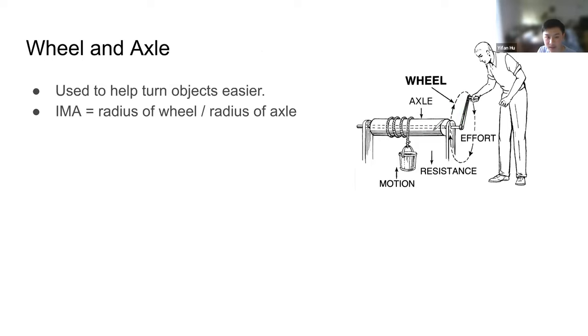How the wheel and axle works is that it makes it so you have to spin the wheel more to get the bucket to move up, but it'll be easier to move.